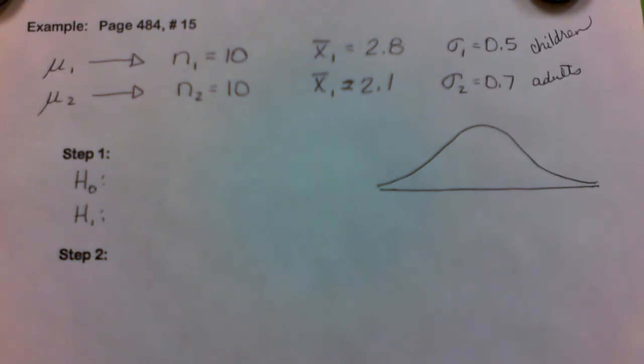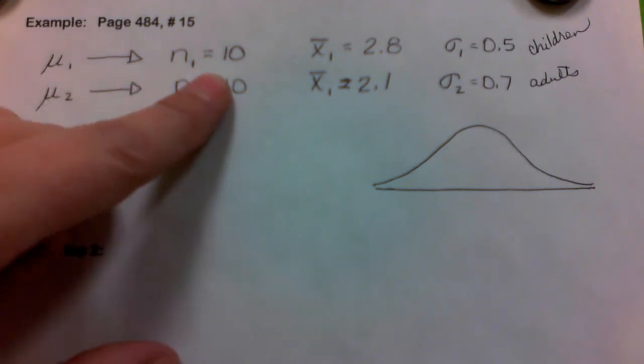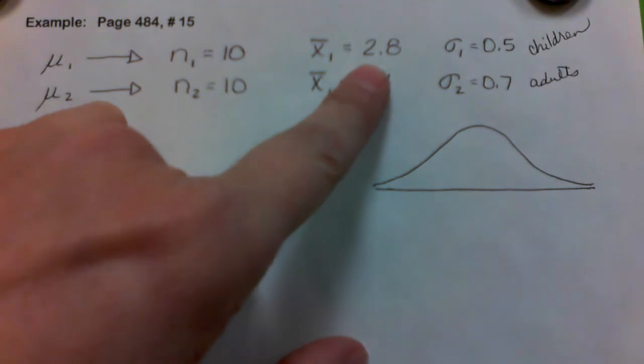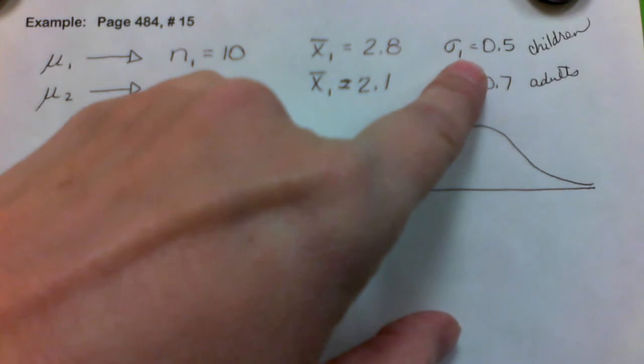And it reads, REM, or rapid eye movement sleep, is sleep during which most dreams occur. So each night a person has both REM and non-REM sleep. However, it is thought that children have more than adults. So assume that it's normally distributed. So we're going to say mu1, population 1, is from the children. They tell us the sample size is 10. They tell us that this sample's average is 2.8 hours. And they tell us that sigma is 0.5.